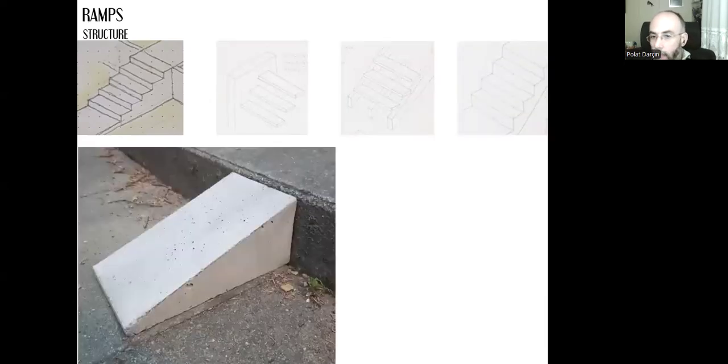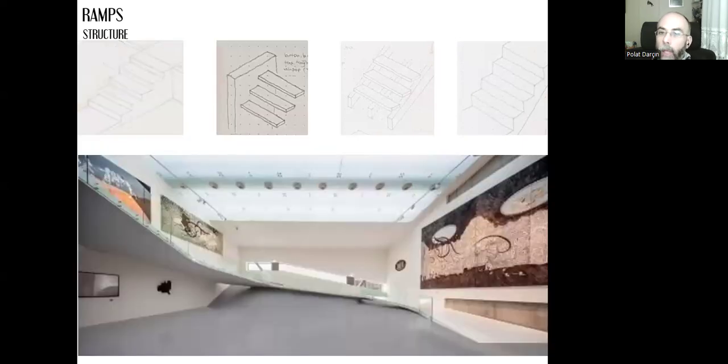We can design a ramp out of concrete, reinforced concrete, or we can use a stone material. When we place the ramp like that, the loads will be directly transferred to the ground. So that's the example of load transferring ramps. Or we can have a cantilever ramp.